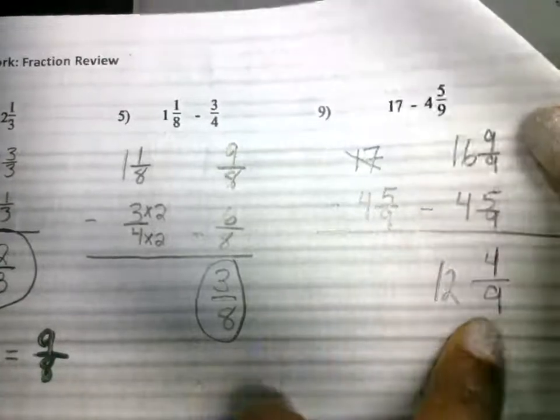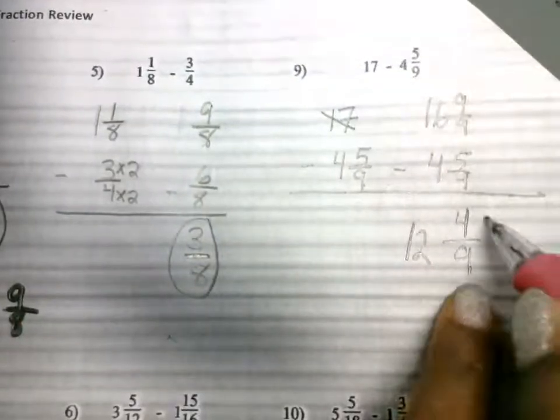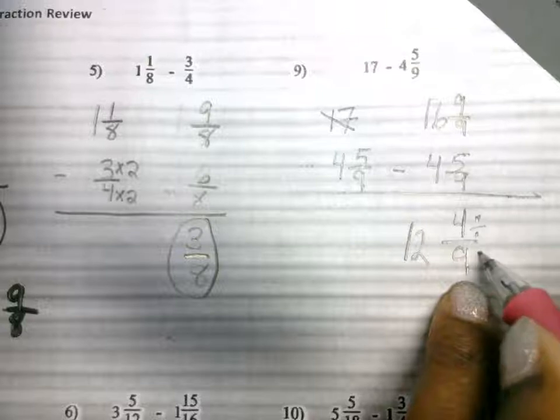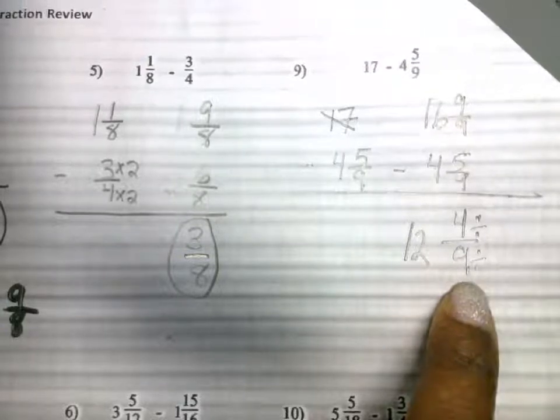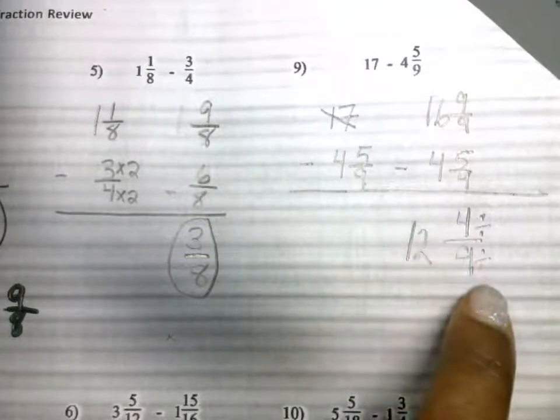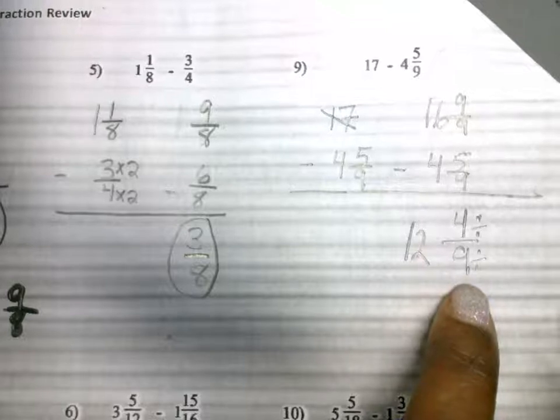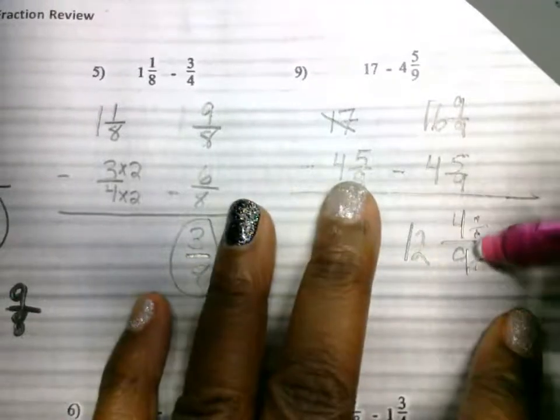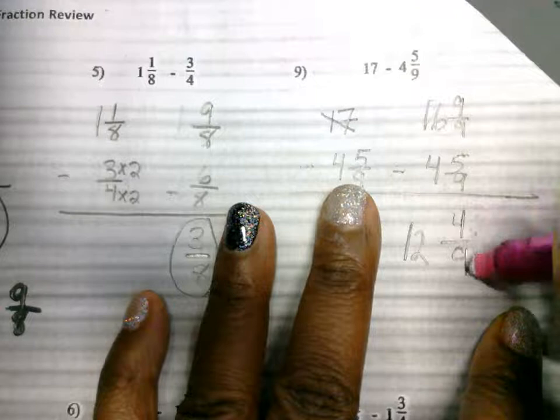Let's reduce the fraction. We divide both the top and the bottom by the greatest common factor. The greatest common factor between these two, there isn't one, is it? So we're going to keep it as 4 over 9.